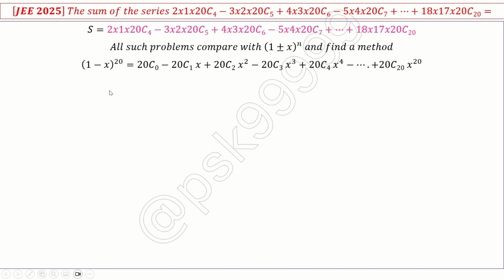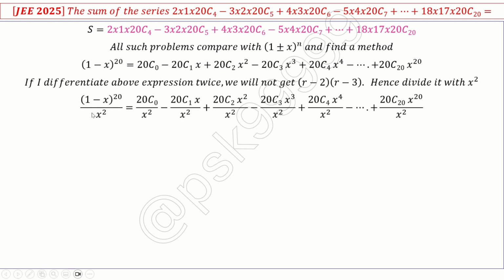So for that, simply you have to divide, because you are having 2 into 1 for 20C4. How do you get 2 into 1 here? If I divide this whole expression by x square, then I have x square for the 20C4 term. If I differentiate, I get 2, and if I differentiate again, I get 1. So divide this expression by x square first. It becomes 20C0 divided by x square minus 20C1 x by x square plus 20C2 x square by x square minus 20C3 x cube by x square plus 20C4 x to the power 4 by x square, and so on. Now differentiate this 2 times.